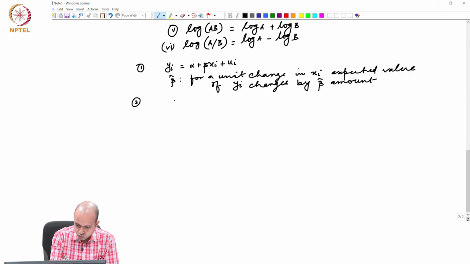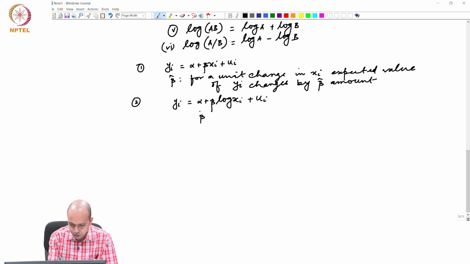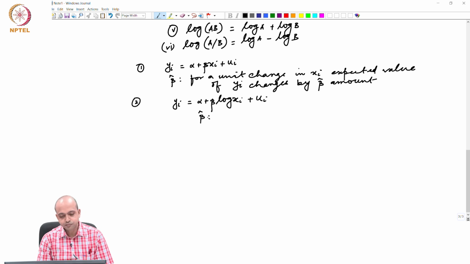So, yi equals alpha plus beta log of xi plus ui. We need to understand the interpretation of beta hat from this model. Now, if you apply the interpretation of beta hat from model 1, what can we write? I am not doing anything new, I am just replicating the interpretation of beta hat from model 1 into model 2.